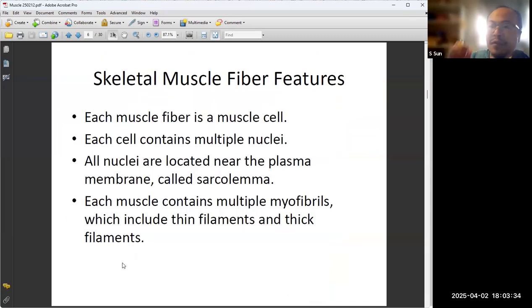So this summarizes what we talked about. Focus on what is important. One thing you need to know is that each muscle fiber is a muscle cell, and each muscle cell has multi-nuclei. I think this is probably the only cell in our body that has more than one nucleus in the cell.